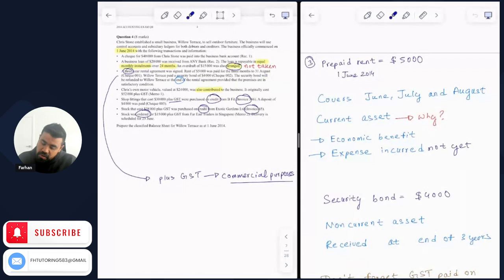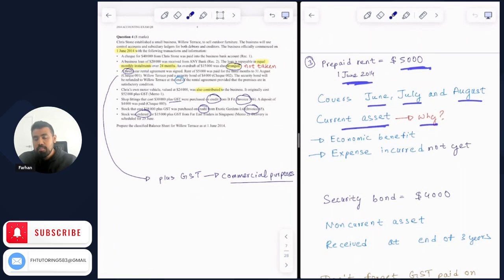And on the 1st of June 2014, we have paid $5,000 of rent. We can say that we have prepaid rent because we are on the first day of operations, which is on the 1st of June 2014. And this rent of $5,000, which we have prepaid, covers the entire month of June, the entire month of July, and August. So this is valid for 3 months.